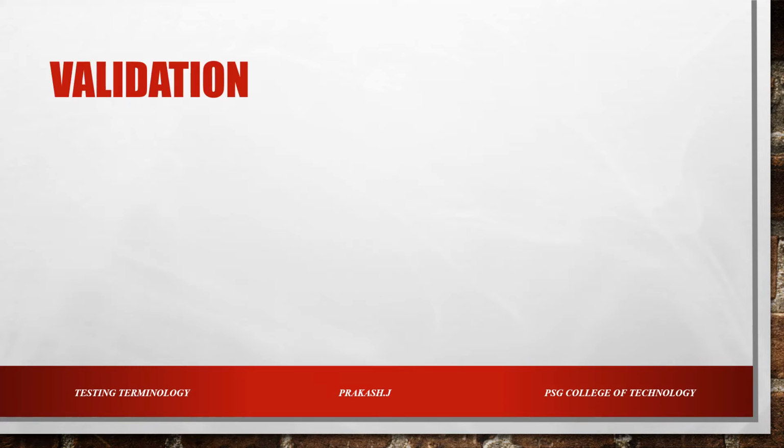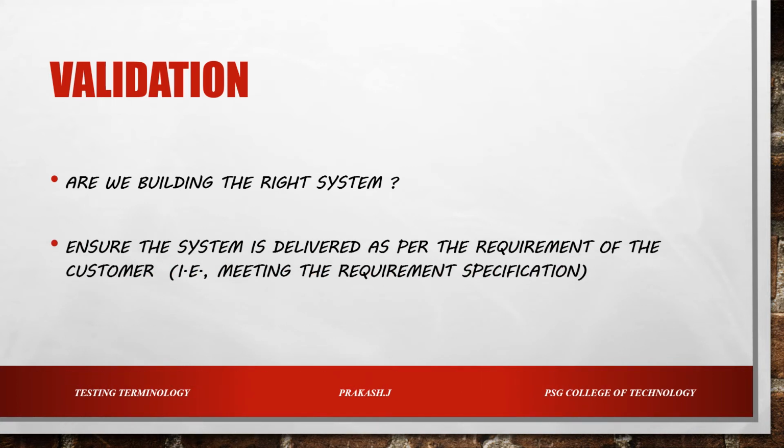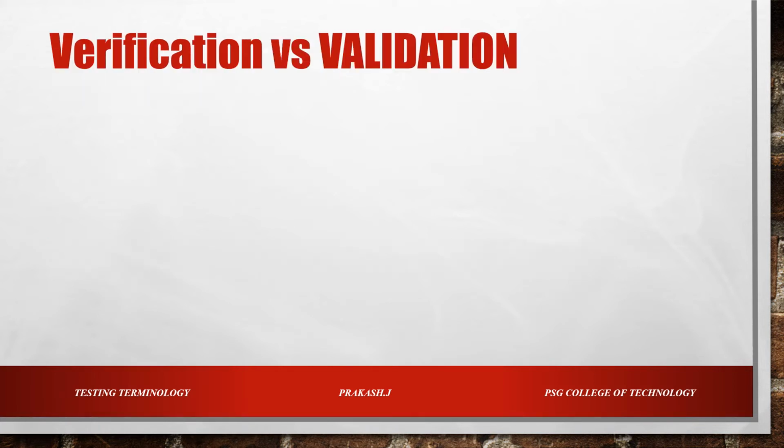Where, in other words, verification says, are we building the system right? Validation ensures that the system is delivered as per the requirement of the customer. We shall look into the basic difference of what is validation and verification. Let us look into the difference between validation and verification by considering a real-time example.